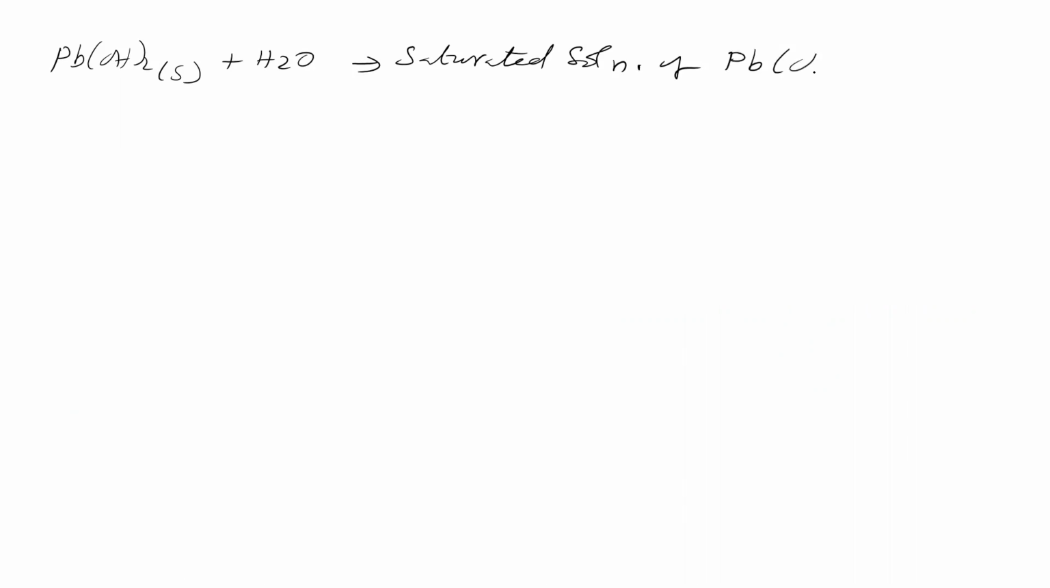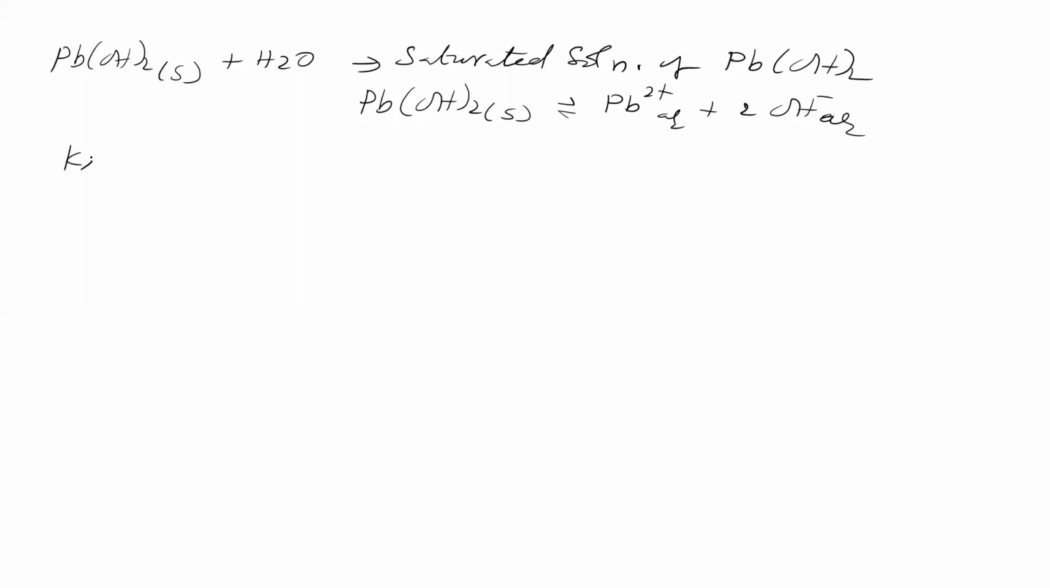Okay. So let us take solid Pb(OH)₂ and add pure water to it. We will get a saturated solution of Pb(OH)₂. For this, what is the equilibrium? On the left side we have written solid Pb(OH)₂, and on the right side we have written Pb²⁺ aqueous and OH⁻ aqueous.